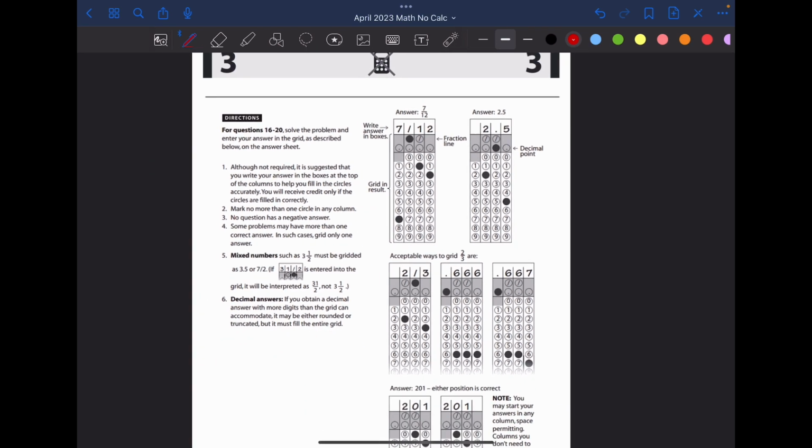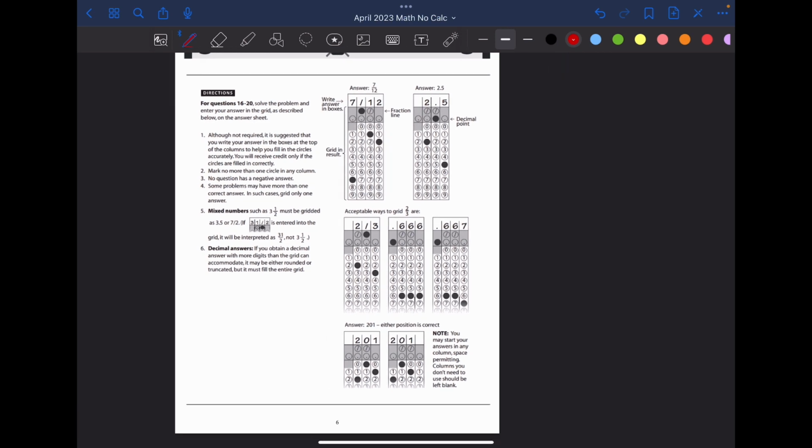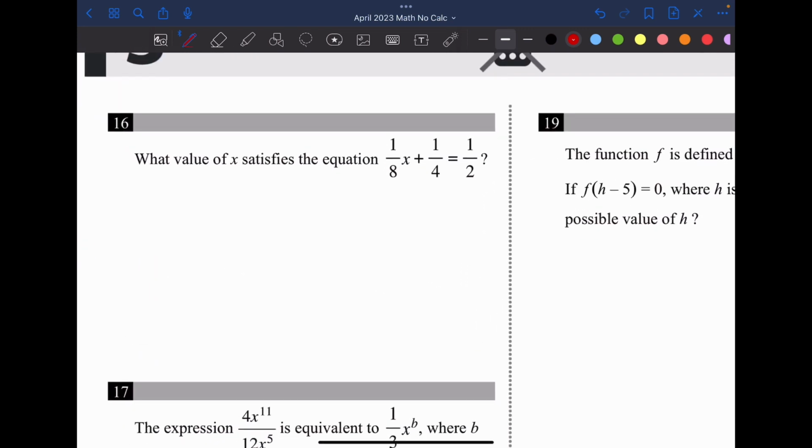Let's move on to these. So basically now we're done with the multiple choices. The next 5 questions are going to be actual written, find the solution by yourself type of questions. The first question, question 16, says, what value of x satisfies the equation here?